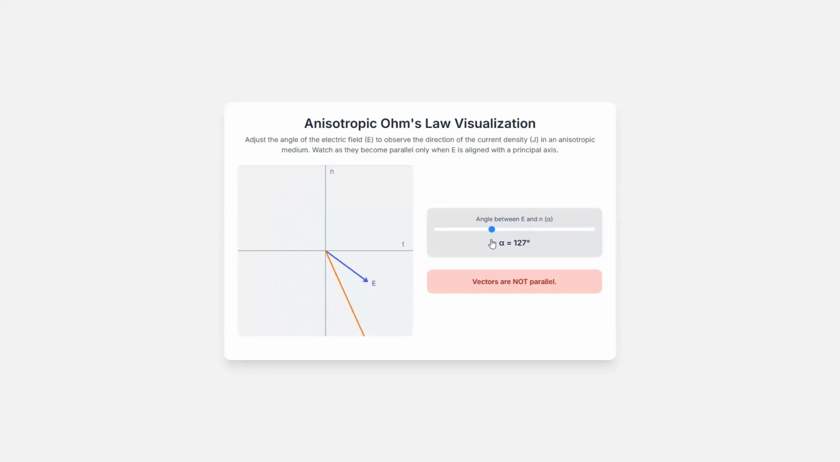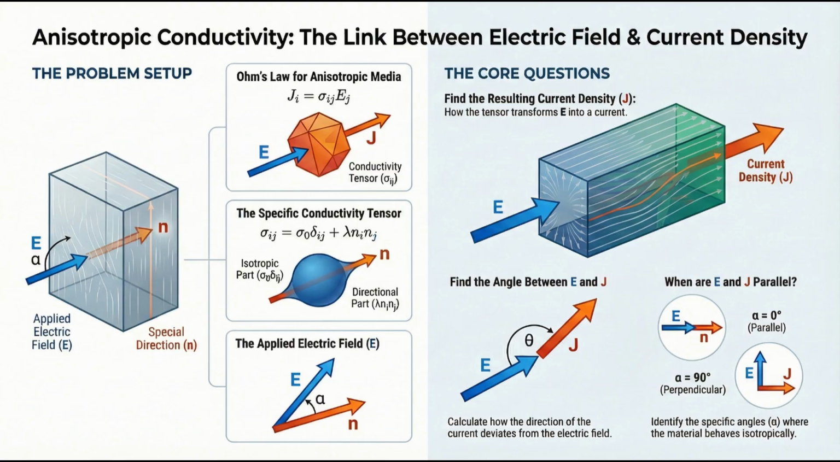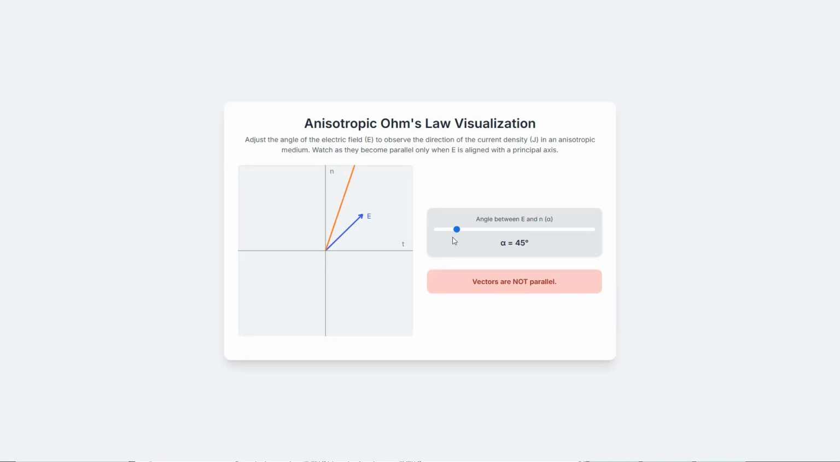And to really get a handle on how the electric field and current density relate, we need some more advanced math, specifically rank 2 tensors. Okay, first up, the big physical difference. In these anisotropic materials, the current density and the electric field are not always parallel. That's a huge deal. It means the current doesn't necessarily flow in the same direction you apply the field.